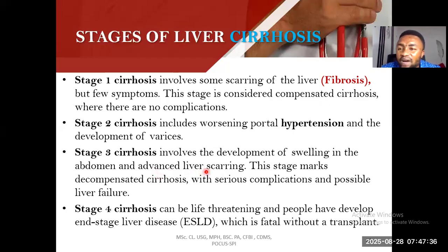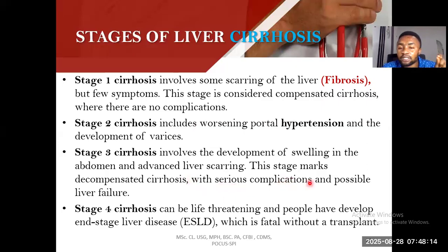And advanced liver scarring. In stage 2, we saw scarring, but it wasn't as much as in stage 3. In stage 3, the scarring is a lot. The liver becomes white, with scars throughout. This stage marks decompensated cirrhosis, meaning there is no going back. So whatever you do, you die unless you go and see your prophet. Fine, we all believe in God, but with medicine, stage 3, no.